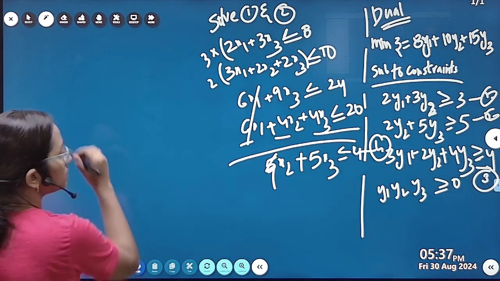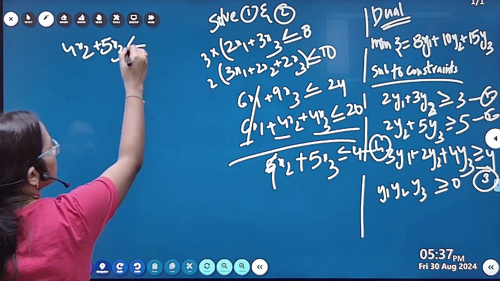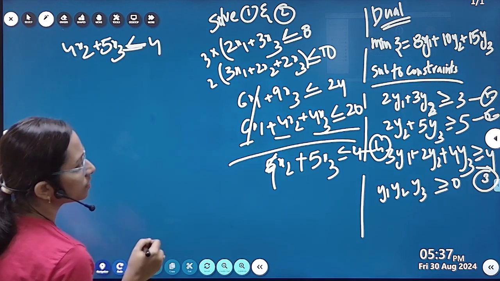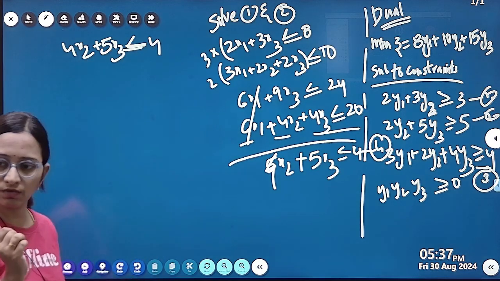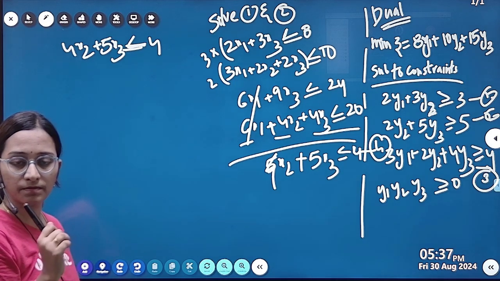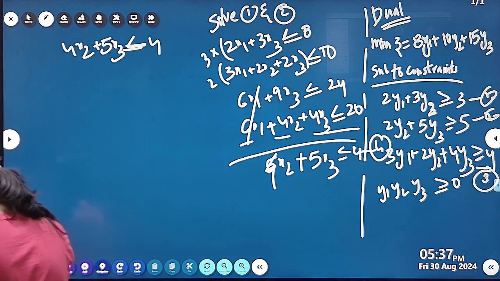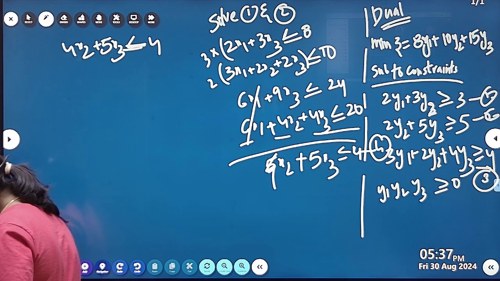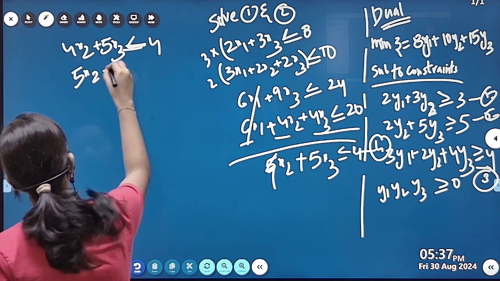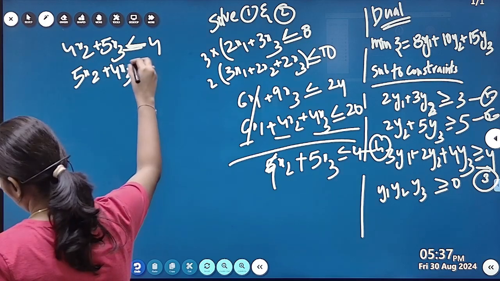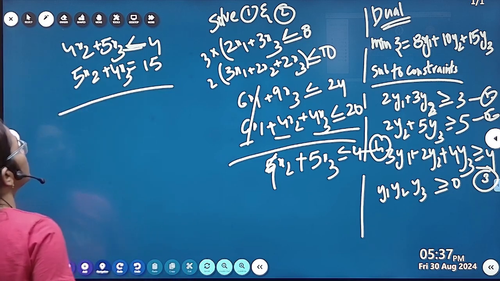So what's the fourth equation? 4x2 plus 5x3 is equal to 4. And what will the third equation be? Third equation, what is the third equation from the question? Tell me. 5x1 plus 5x2 plus 4x3 is equal to 15, right? So solve it.